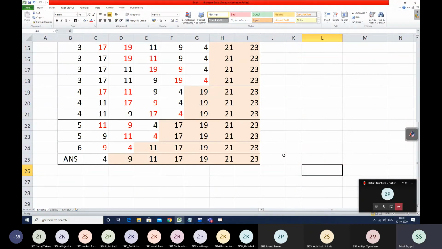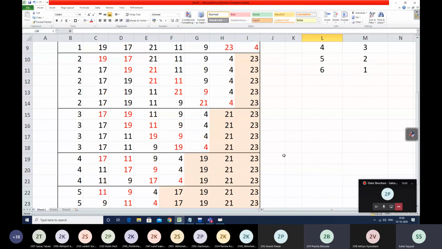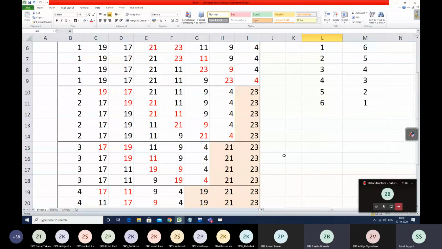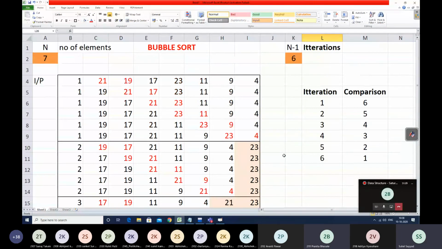How many iterations are there in bubble sort? Sir, numbers are 7, so iterations are 6. Okay, so in general, if you have n numbers, total n minus 1 iterations. Correct. So suppose the given number of elements are 10. So how many iterations will be there? 9.